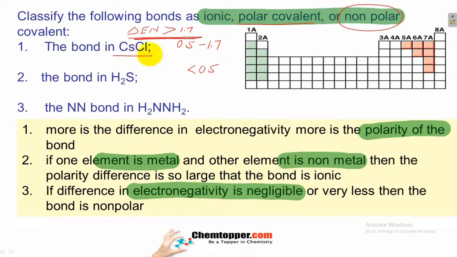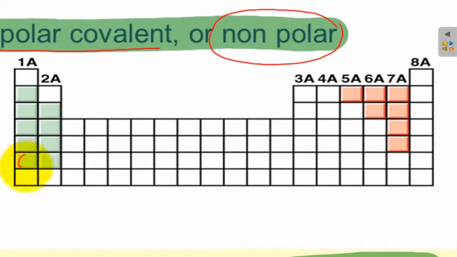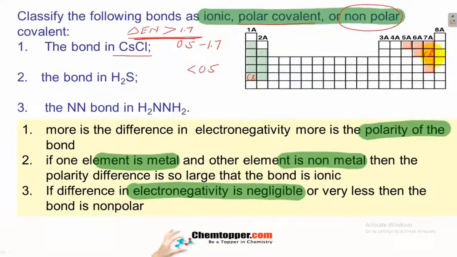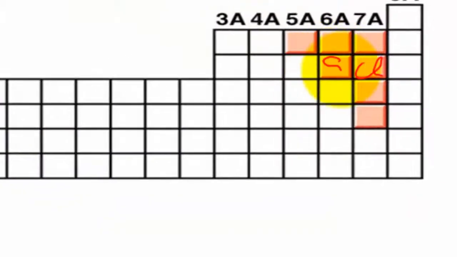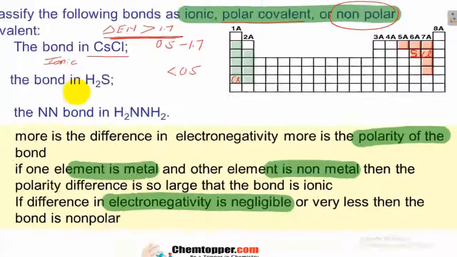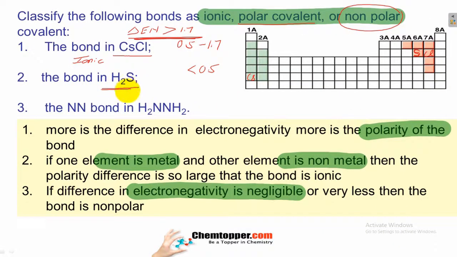Cesium chloride. Cesium is the most reactive metal and chlorine is very reactive non-metal. The difference in electronegativity here is very large, so this bond is ionic in nature. Dihydrogen sulfide. Hydrogen is a non-metal and sulfur is also a non-metal. Sulfur being closer to the noble gases is more electronegative than hydrogen. Hence, the difference in electronegativity lies in the range of 0.5 to 1.7. This bond is a polar covalent bond.